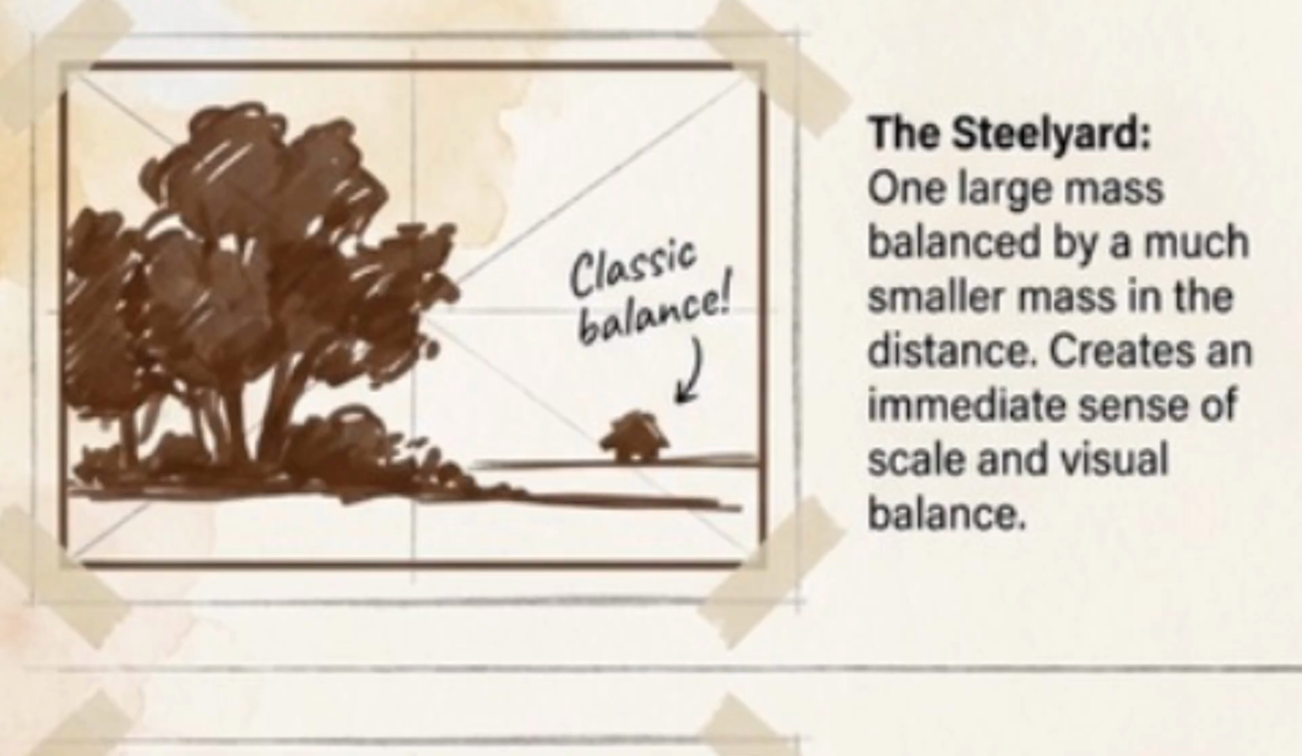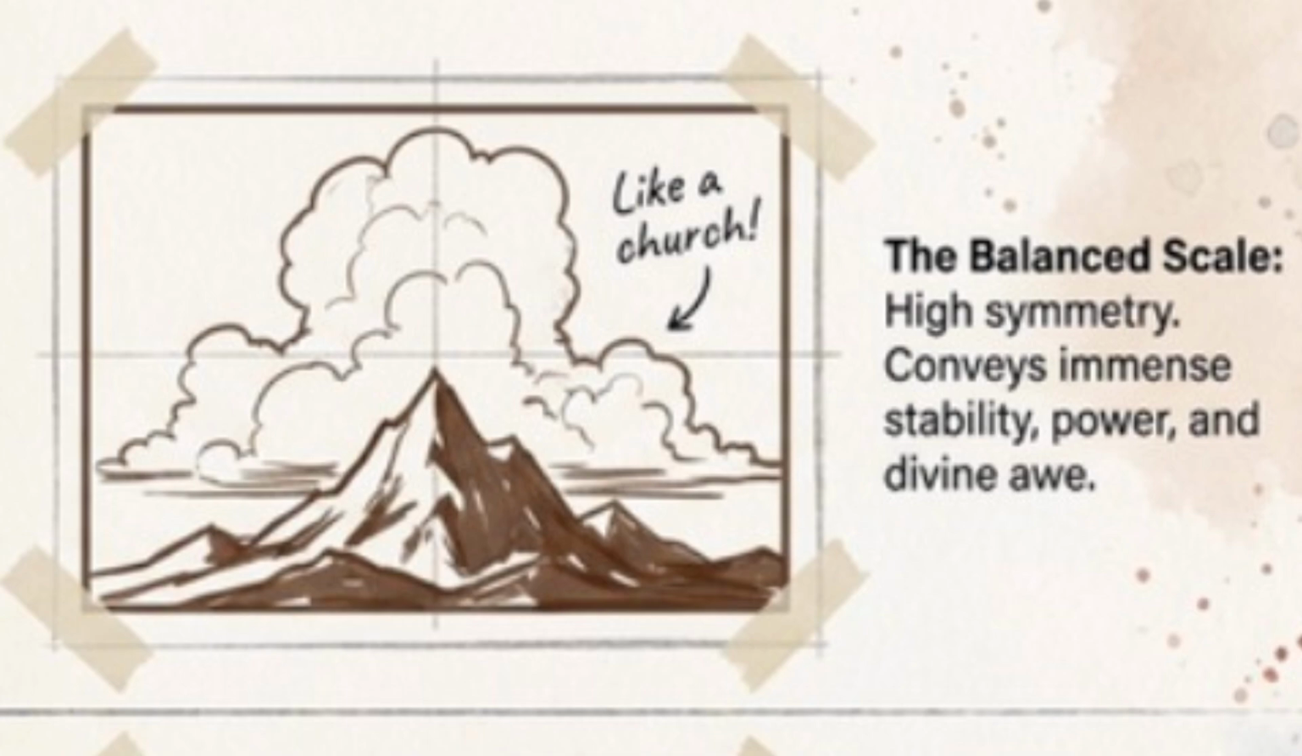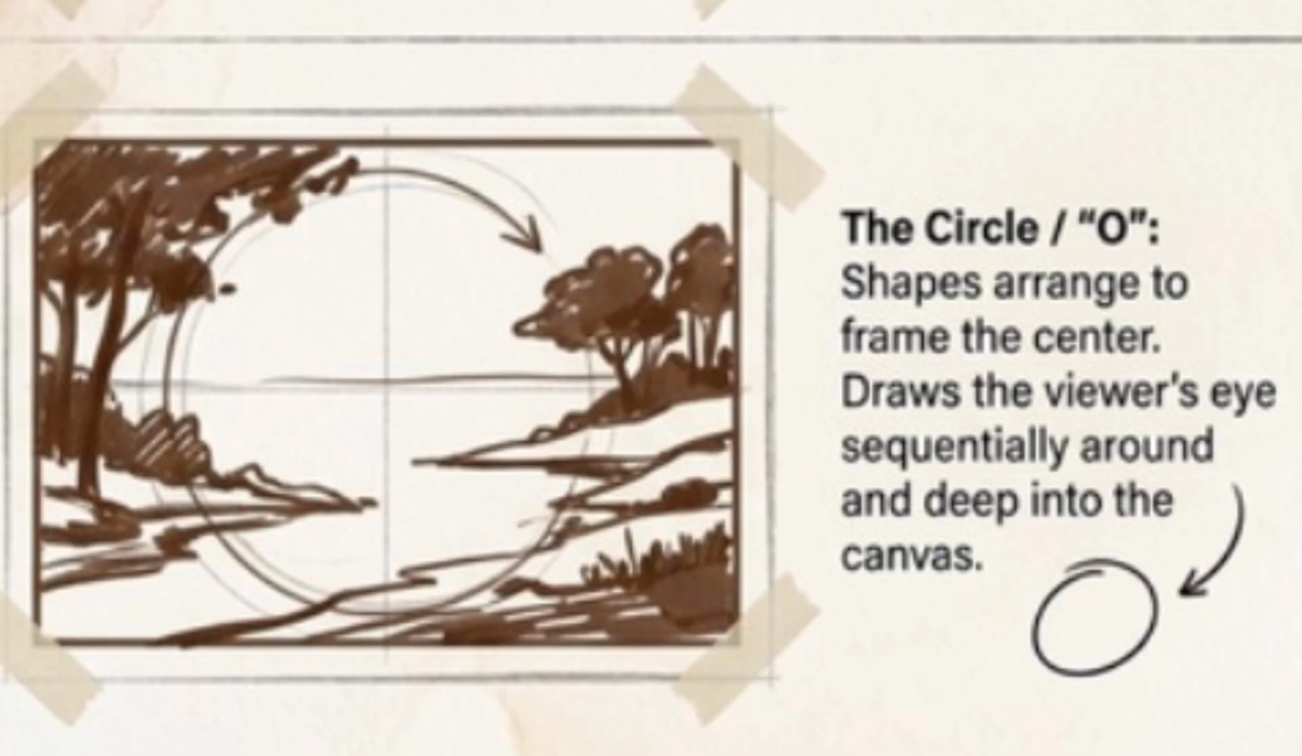First, the steel yard. This is where you have one large mass on one end and one smaller mass in the distance, commonly found in nature and can be used in your paintings. There's also the balanced scale, commonly found amongst mountain scenes, and in other examples as well, it provides nice symmetry. Then you also have the circle or the O. This is commonly found when you might be peering through groupings of trees, looking through almost like a natural tunnel.